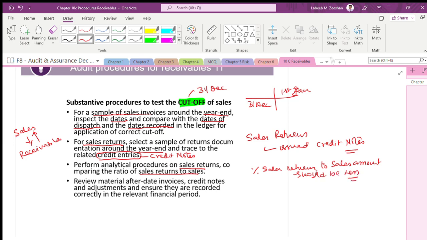Review material after-date invoices. What you have to do is review the credit notes we have issued. We have to know what adjustments we have made, and cutoff says it has to be correctly in the relevant financial period.